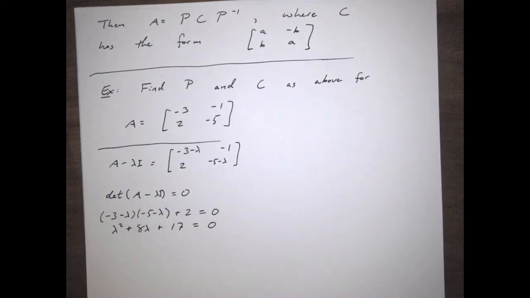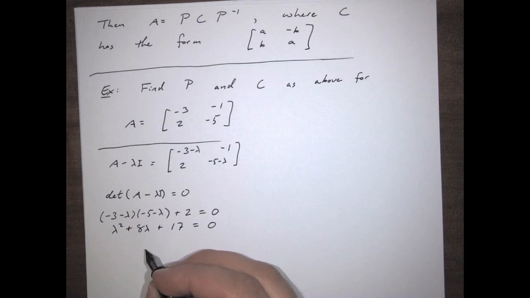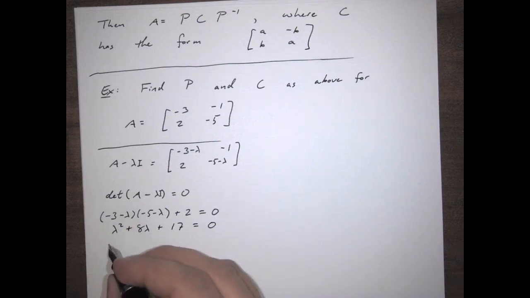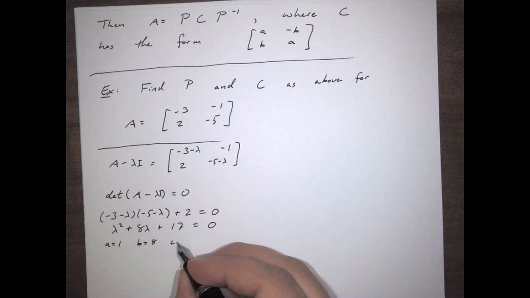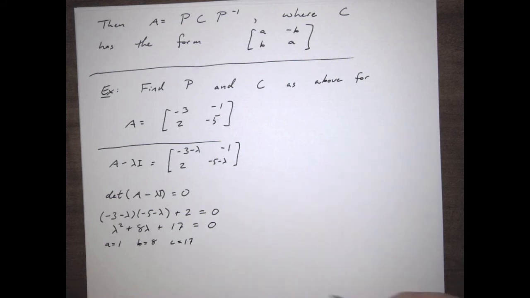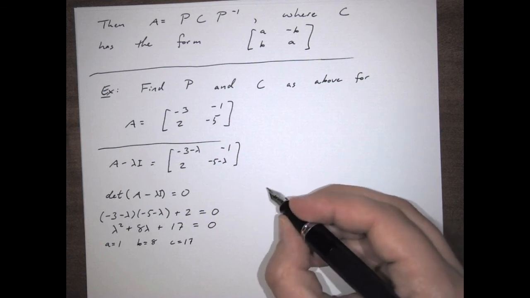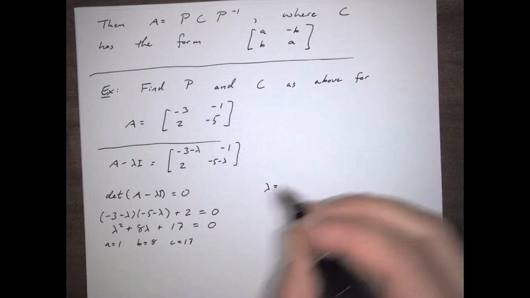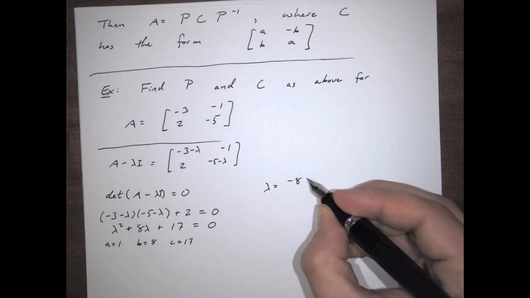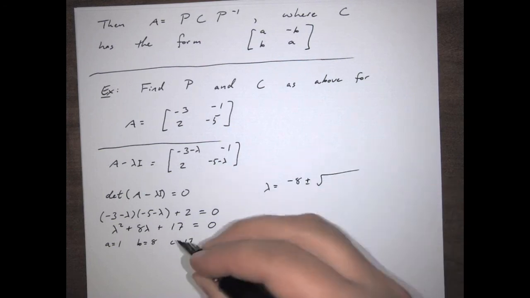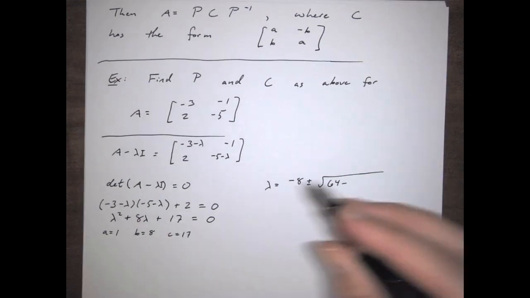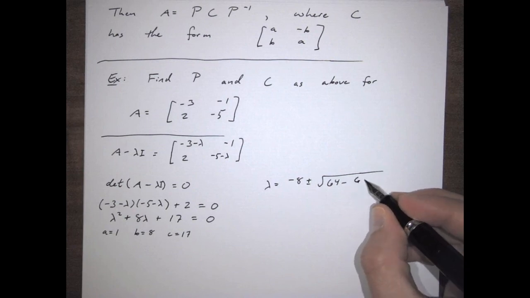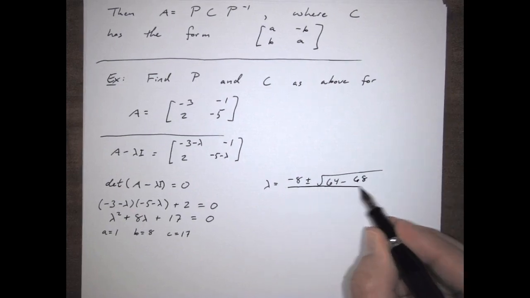It's equal to 0. And again, perhaps you know about completing squares and things like that to make this algebraically a little cleaner, but if you don't, no big deal, because the quadratic formula will be able to handle all such things. So A is 1, B is 8, C is 17, which means lambda equals negative B, so negative 8, plus or minus the square root of B squared, which is 64, minus 4AC, so it's going to be 68, all divided by 2A.